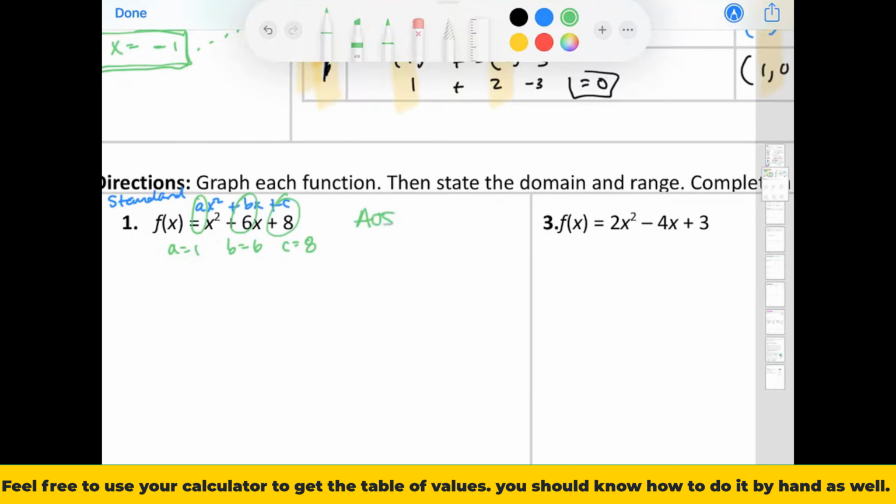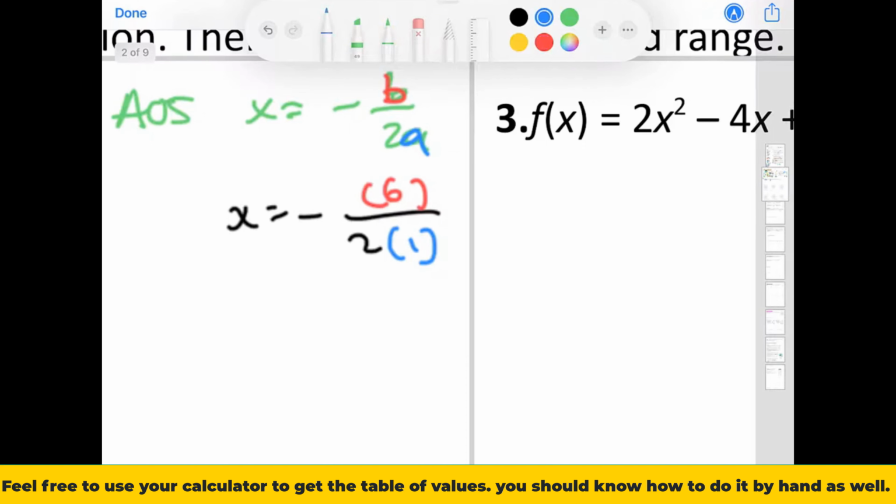I'm always going to write down my formula for the axis of symmetry, that is x equals -b over 2a. I'm going to do my substitutions here. So A is equal to 1. My B value is positive 6. So then this is going to give me 2 times 1 is 2, so I got negative 6 divided by 2, and then you get negative 3.